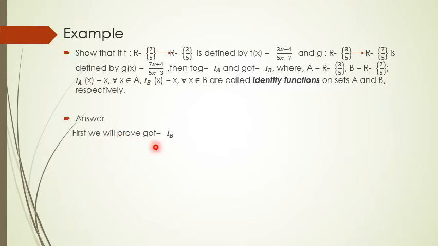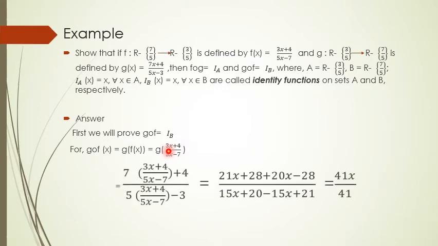First, we will find the composition g of f of x, and we will prove that it is equal to I_B, the identity function on the set B. What is g of f of x? g of f of x equals, instead of f of x, we can write the definition, (3x+4)/(5x-7). So it's written here.